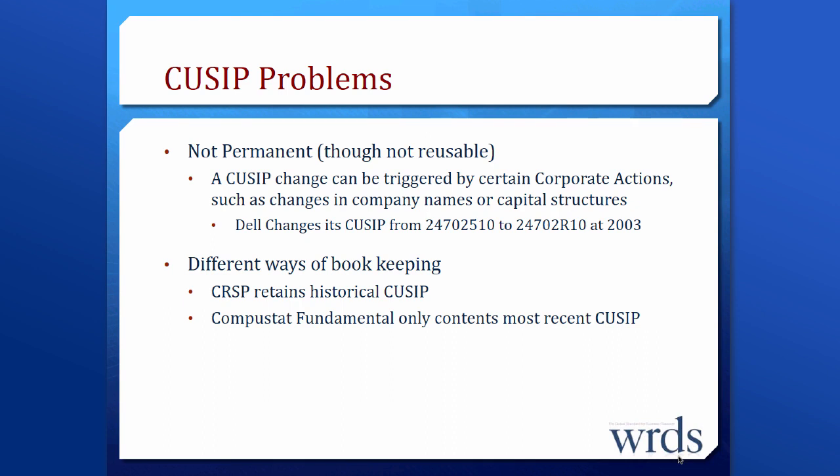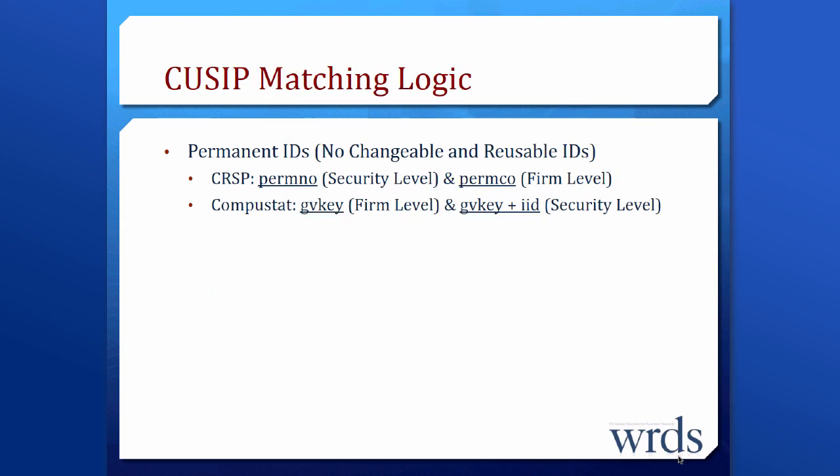For example, CRSP retains all historical CUSIPs, so it keeps the 2 Dell CUSIPs in the history altogether. But on the other hand, Compustat Fundamentals only keeps the most recent CUSIP, i.e. the 2470R10 CUSIP, rather than the previous one. So it's going to create some problem, but luckily the CUSIP is not reusable, so it's not going to create as much trouble as ticker or company name did.